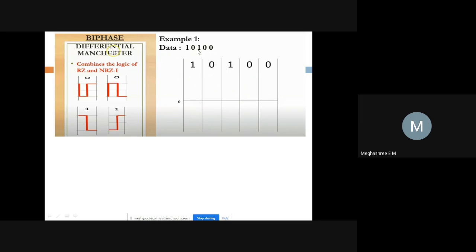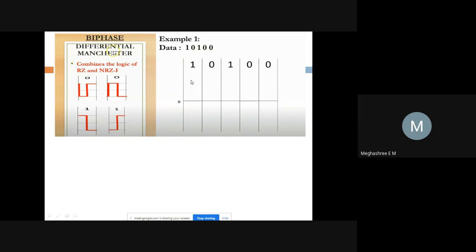10100. This is the given data. Now you have to convert it into a digital signal. So which is the first bit? It is 1, right? See, the first bit is 1. Either you can start from the negative side or positive side. It's left to you.